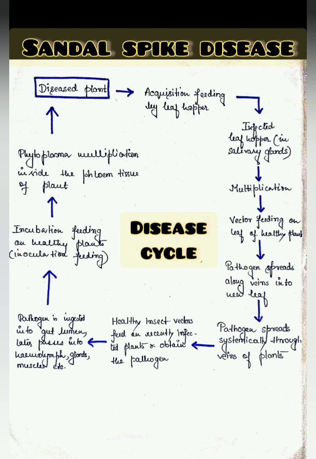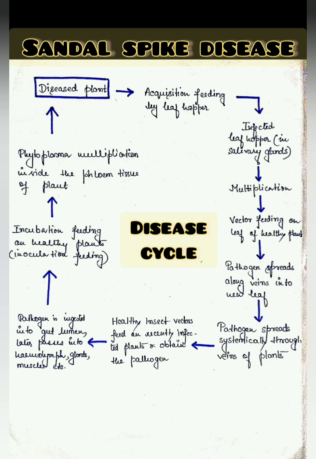Then this infected vector goes and feeds on a healthy plant. And once it feeds on a healthy plant, the pathogen starts spreading along veins into the new leaf. Then the pathogen spreads systemically through veins of the entire plant, and the plant is getting infected gradually.